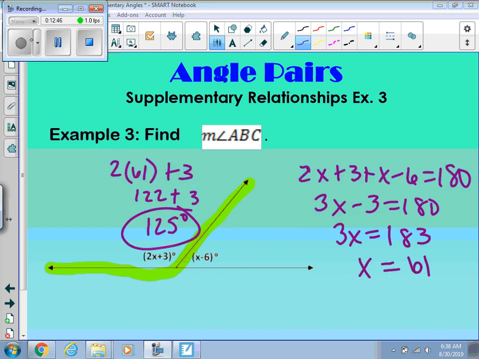Okay, so here we would get angle ABC to be 125 degrees with x being 61. Again, if you had gotten that top line, 2x plus 3 plus x minus 6 equals 180, just plug that into Desmos and it will pop out your 61, and then you can just plug in 61 for the angle that you need. Again, if you have any further questions, please see me in class and make sure you're getting that cleared up.